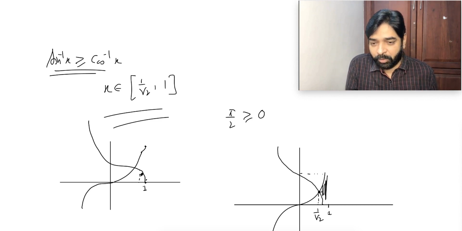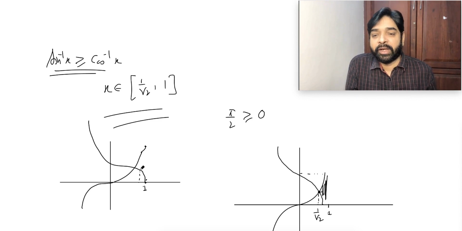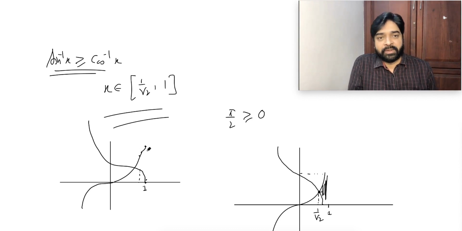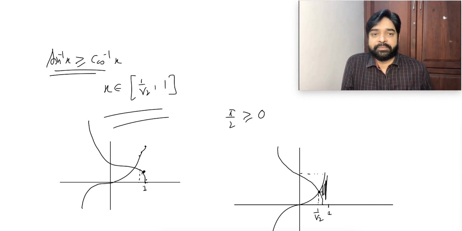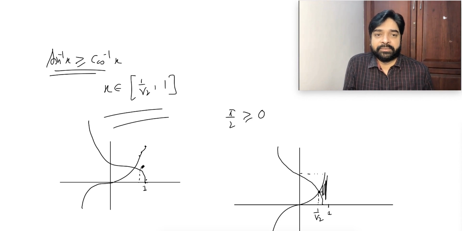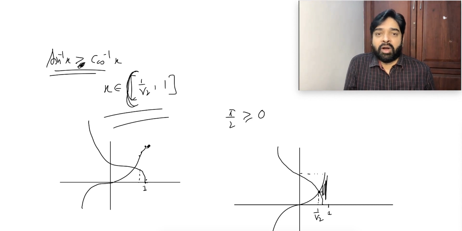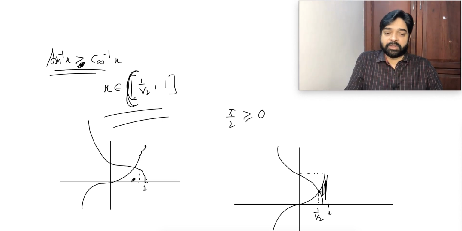Is this point included or not? Yes, included. Why included? Because the sin inverse x graph is above the cos inverse x graph. So here also the sin inverse x graph is above the cos inverse x graph. So 1 should be included. Did you understand? Suppose this question is only greater than, not equal. Then the answer will be open here, but 1 is still closed, because at 1 the sin inverse x graph is above the cos inverse x graph.